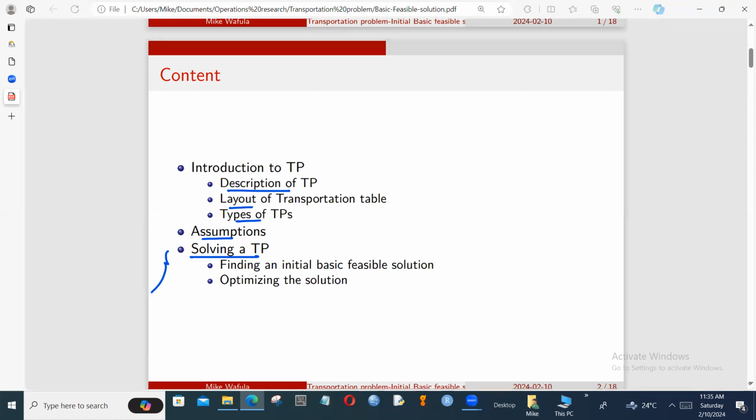So the first phase of solving a transportation problem will require that we find an initial basic feasible solution. That's what I've given as the title of today's session. So that's what we want to look at today. Optimization of a transportation problem, we shall look at some other time. There are about 3 techniques under the initial basic feasible solution that we shall be using in this session. And then optimization also has 2 more techniques, but we shall discuss them in the subsequent stages.